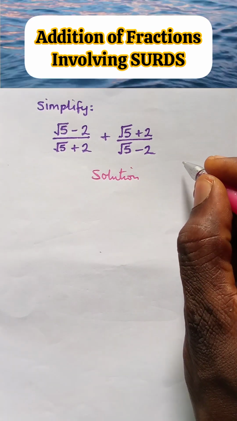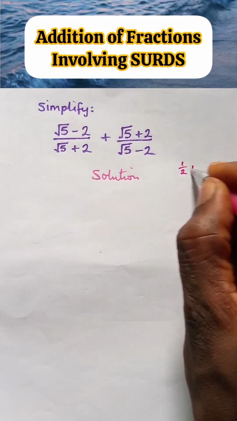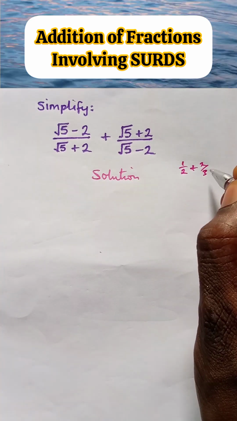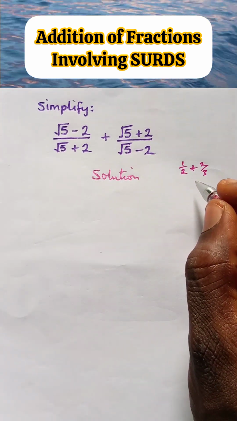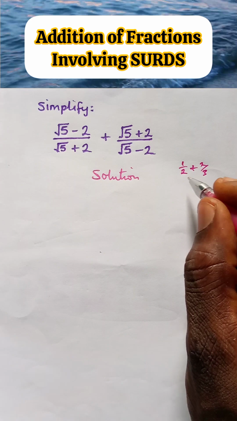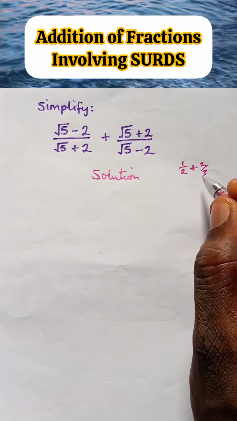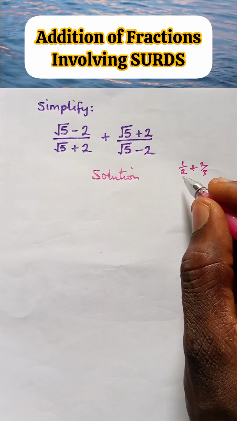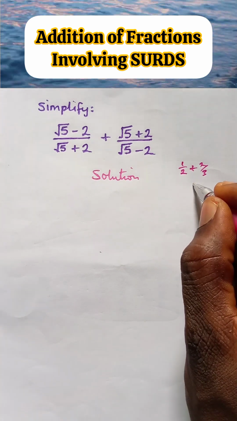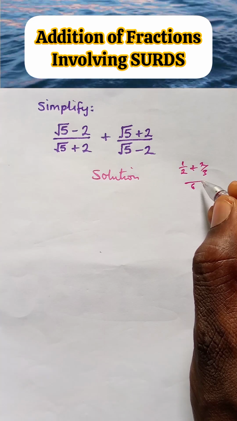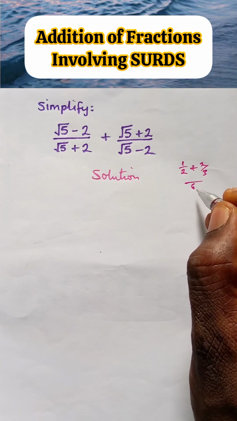Assuming you have 1/2 + 2/3. To simplify this expression, the first thing that comes to mind is to look for the LCM of the denominators, and that we can do by simply multiplying the two denominators together. So 2 multiplied by 3 gives us 6, and so the LCM is 6.